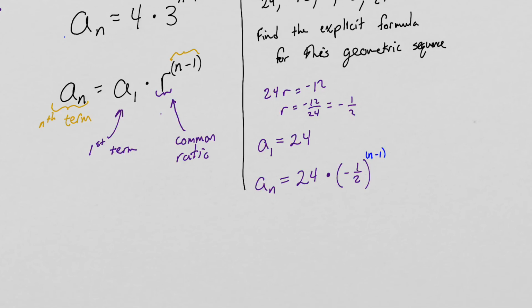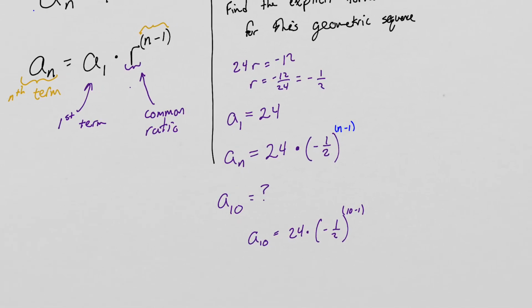So we can then, of course, use this to do all sorts of things. I could ask, what is the 10th term? So what is a_10? That's just going to be 24 multiplied by (-1/2) to the 10-1. So that does mean we're going to have to do 24 times (-1/2) to the 9th.